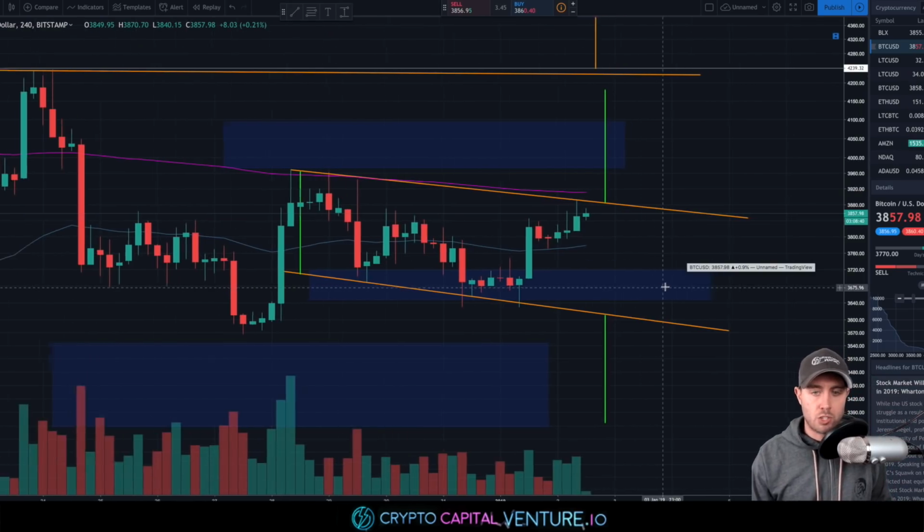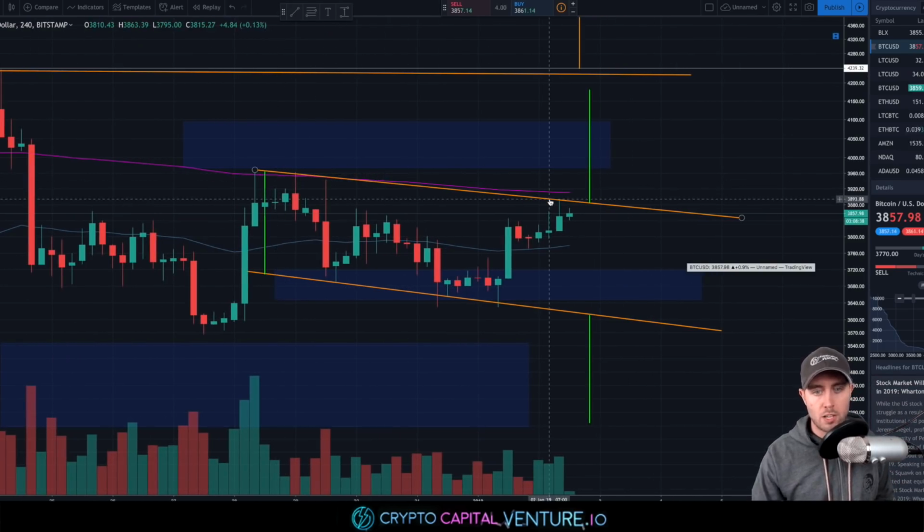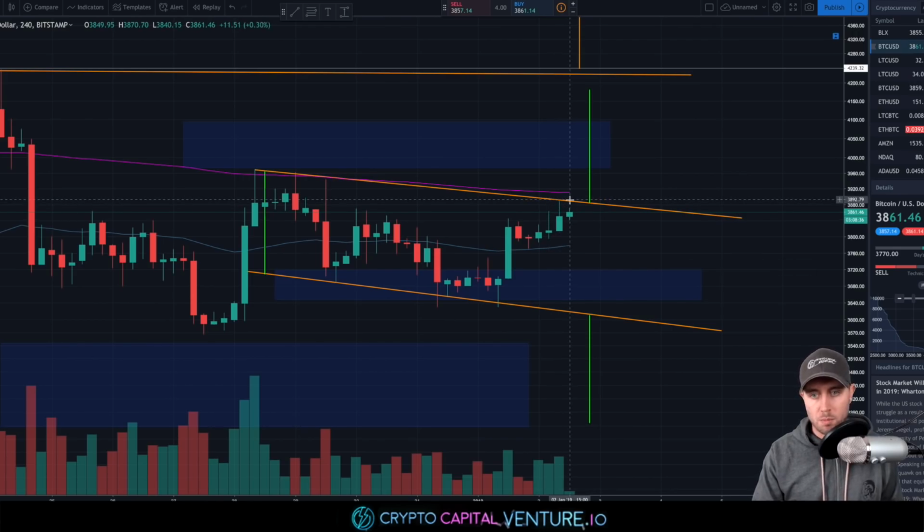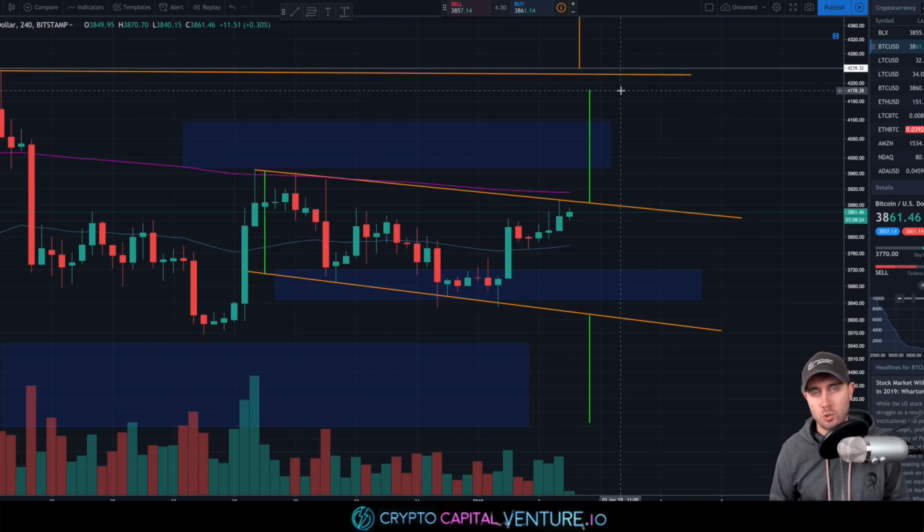On the 4-hour, you can track this little mini wedge in possible formation. We have some possible resistance at the 200 EMA on the 4-hour, in synergy with this upper trend line breakout area. Again, $4,100 to $4,200, huge resistance area right below that neckline. So those are my thoughts on Bitcoin.